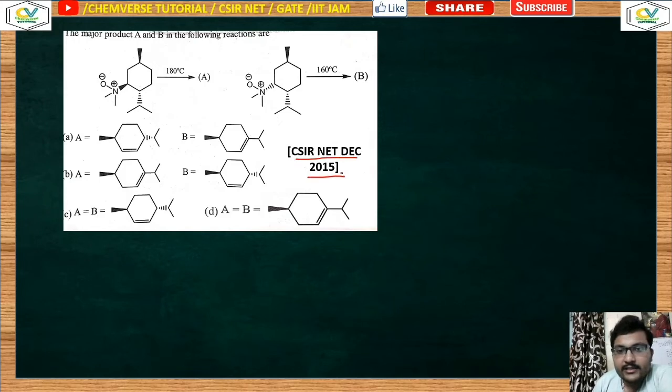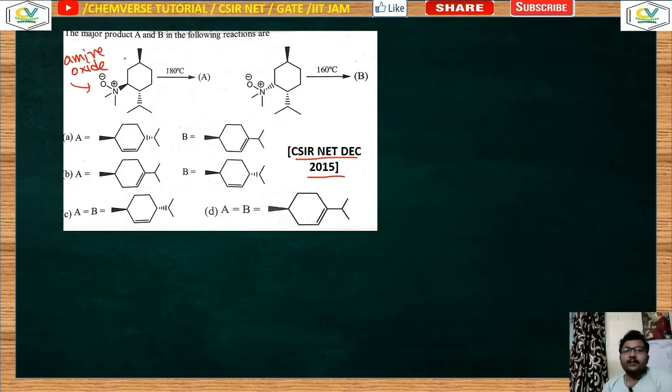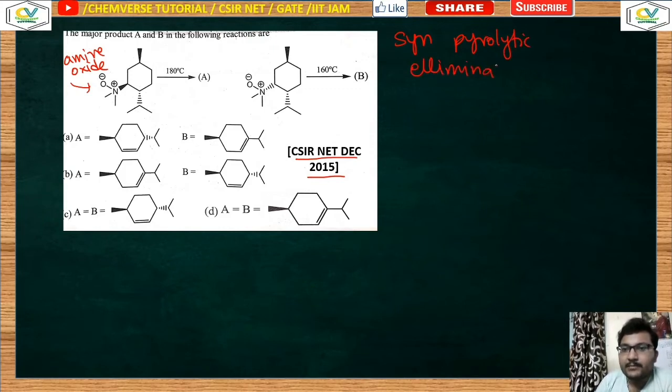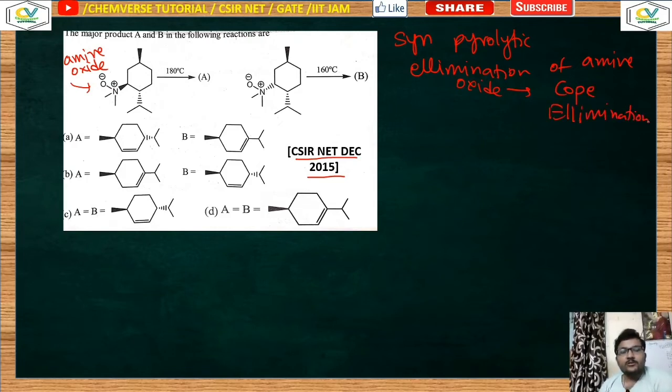It has been asked in the CSIR NET December 2015. Now look at this. This is your N oxide. That means your amine oxide. And heating of amine oxide means the pyrolysis. It is nothing but your syn pyrolytic elimination of amine oxide. So it is your Cope elimination. So the first impression is that it is Cope elimination.